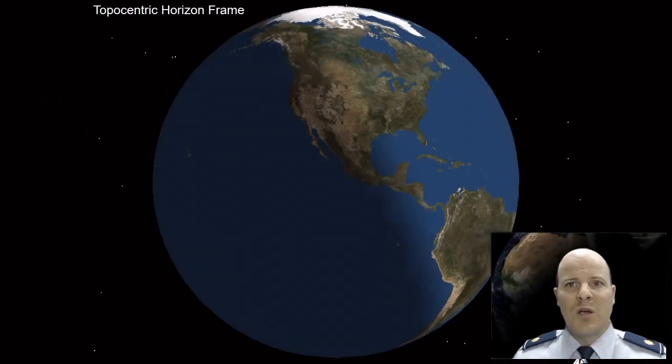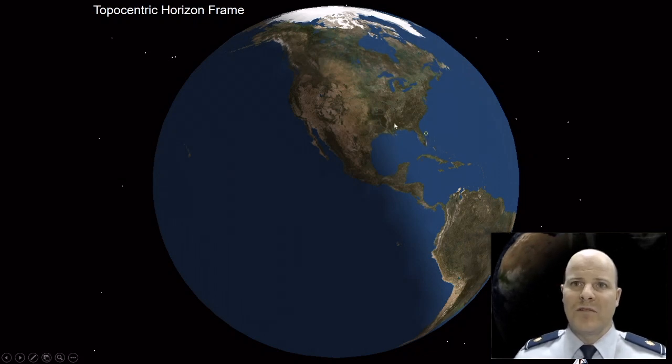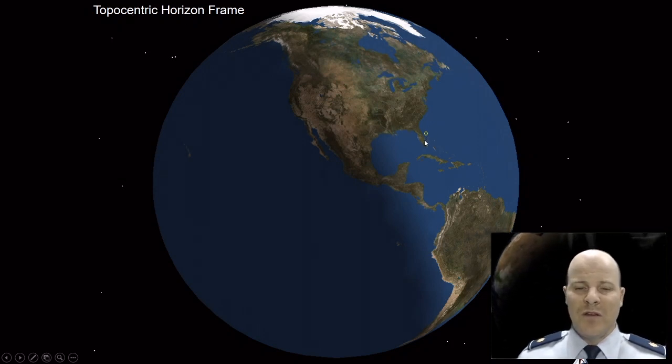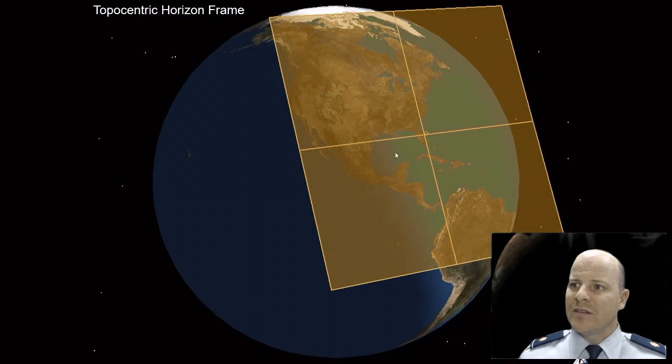To begin with, a topocentric horizon frame is going to have a point of origin at our launch site, which is topocentric, meaning surface-centric. That's going to be our origin point. So that's where we're going to start. In this case, I'm showing you a picture of the Kennedy Space Center, out here in Florida, and here we've got our origin point on the surface of the Earth.